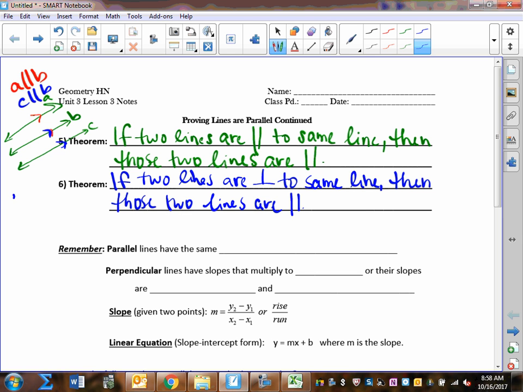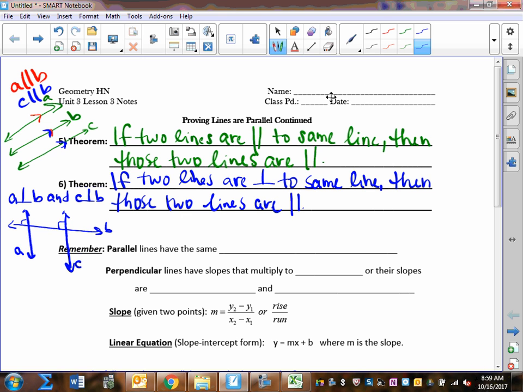So let's just say that we have A is perpendicular to B, and C is perpendicular to B. So A and C are perpendicular to the same line. Let's first draw B. And if A is perpendicular, it meets at that 90-degree angle. Perpendicular lines meet at 4 right angles. So we'll call this one A. And C is perpendicular to B. Then C also must meet at that 90-degree angle, right?